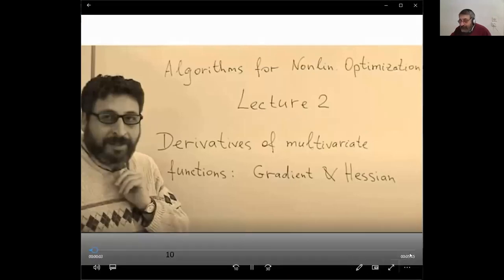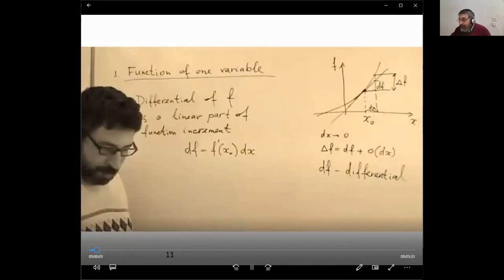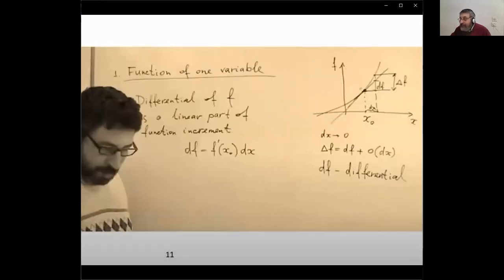So, derivatives of multivariate functions, gradient and Hessians, and in the lecture we start with the one-dimensional case.